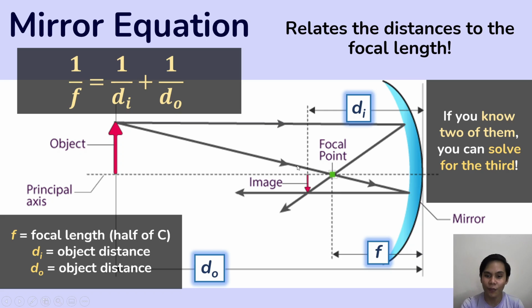So in this diagram, we can see that the image distance is just the distance between the image and the mirror. The object distance is the distance between the object and the mirror. And the focal length is just the distance between the focal point and the mirror itself. So it's just the distances from the mirror.